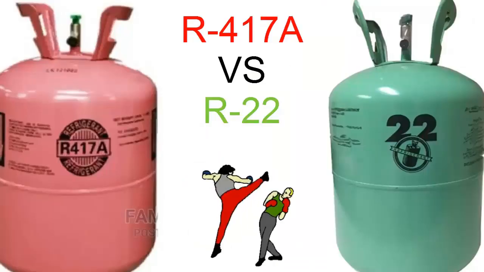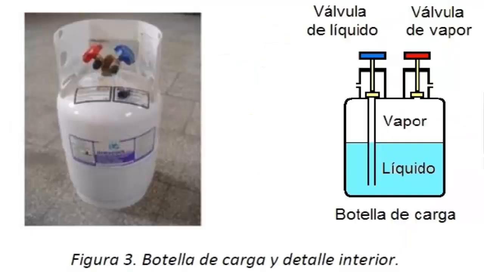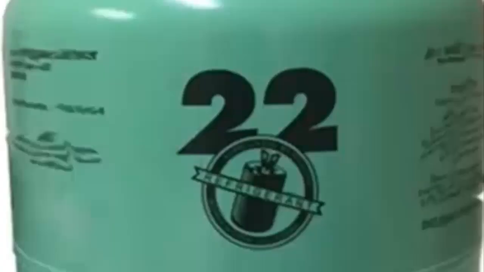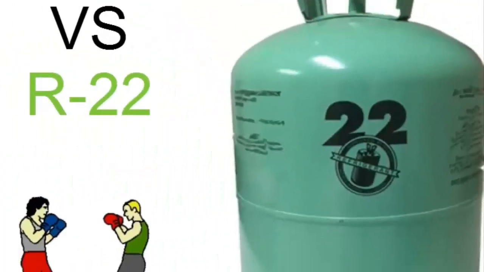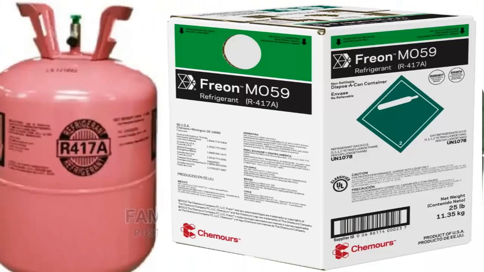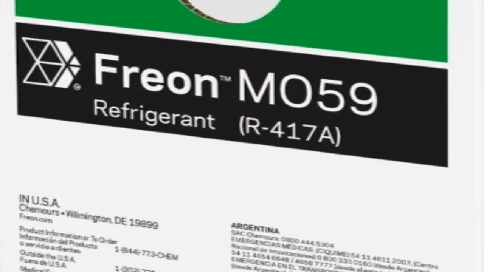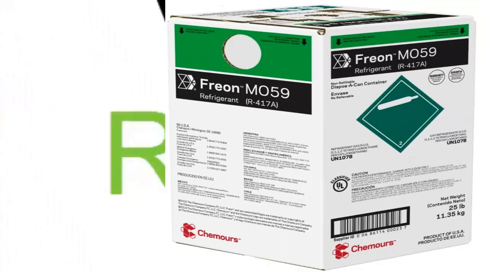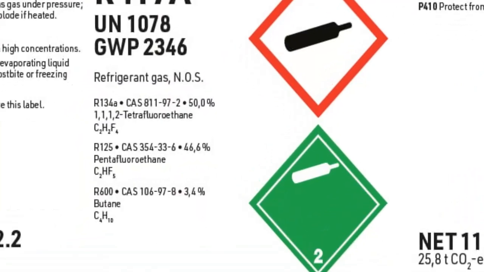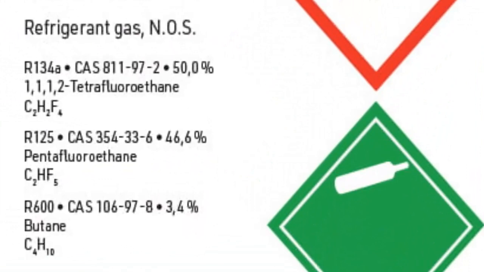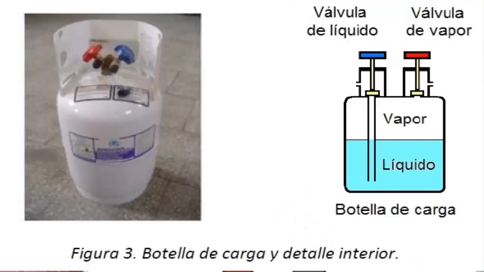Regarding their composition, R22 is internally composed of a single component, without any gas mixture, allowing it to be charged in either liquid or gaseous phase. On the other hand, R417A is a gas mixture consisting of 50% R134A, 46.6% R125, and 3.4% R600 butane. Due to this composition, R417A must be charged in its liquid phase.